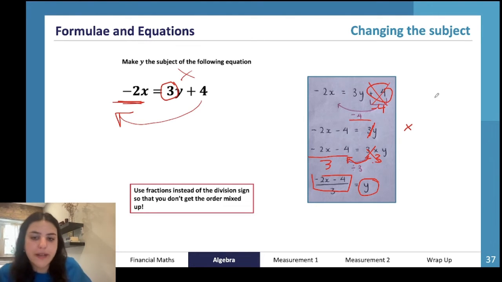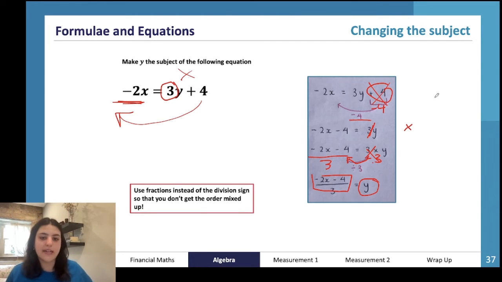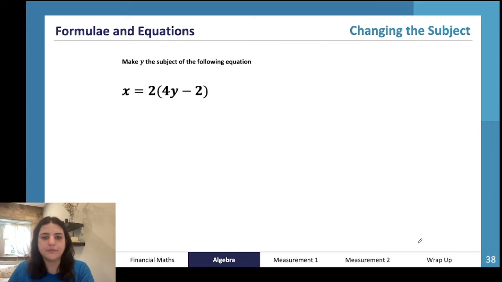When you're doing the divide or multiply each side, use fractions instead of the division sign. So don't write negative 2x minus 4 divided by 3, because you'll probably get mixed up and think that the division only depends on this section and not this, when really the whole thing is over 3.